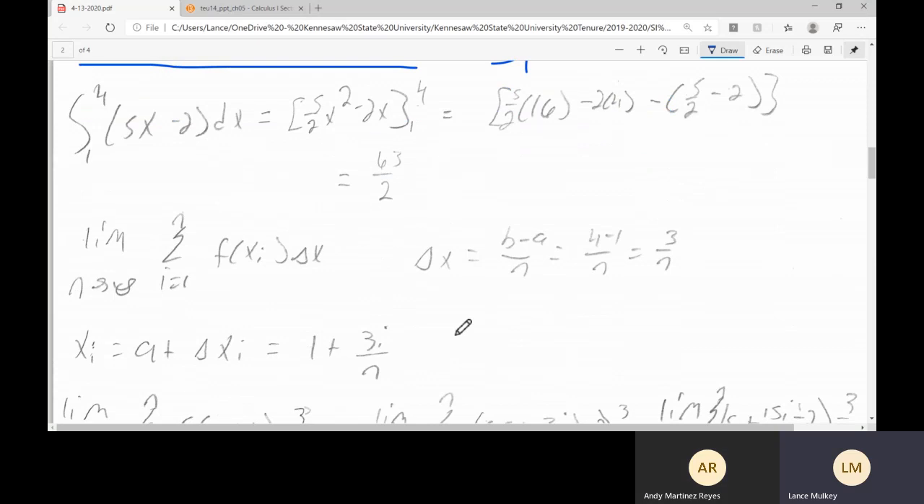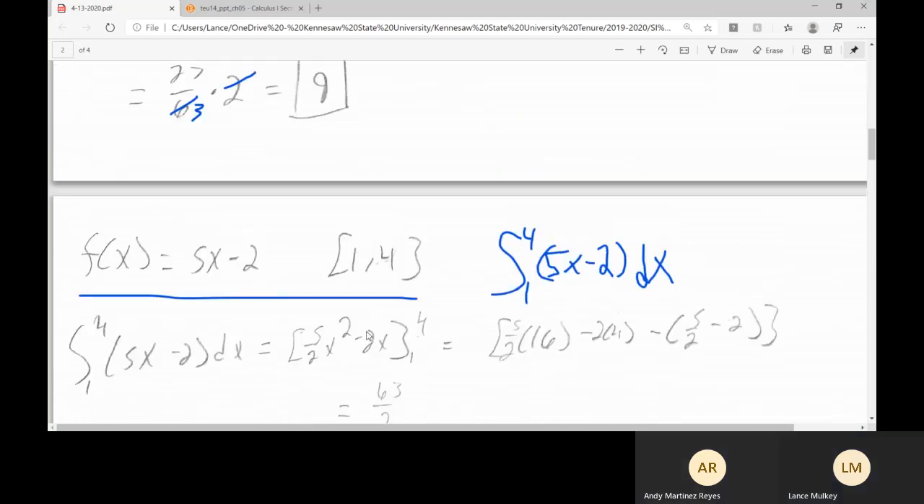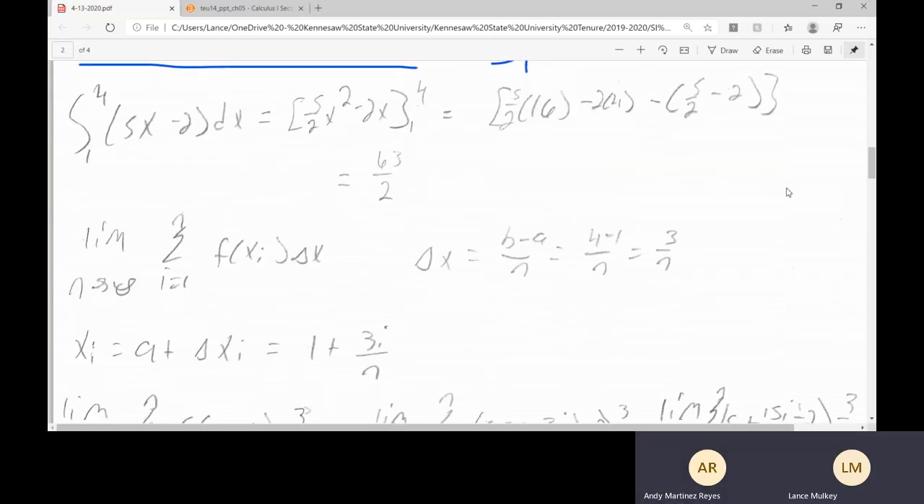Oh, there it is. You got to find xi as well before you can start this problem. Oh, right. Xi is a plus delta x times i. What's a? From a to b. Oh, yeah. Okay. That would be 1 plus.